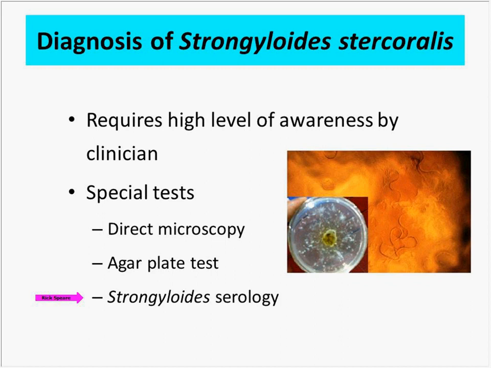The agar plate test is a very specialised test. You have to ask laboratories to do it, and some labs won't actually do it. The best test in general, and particularly for chronic strongyloidiasis, is Strongyloides serology. It would be negative for the acute disease because it hasn't been long enough to develop antibodies, which may take 3 months. It should be positive in chronic disease and in hyperinfection.